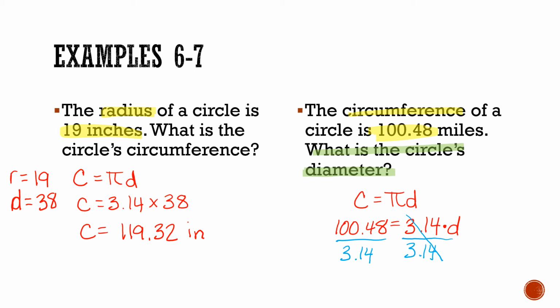So use your calculator. 100.48 divided by 3.14 gives you 32. So 32 equals, and then we've still got the D for diameter. So our diameter is 32. Now, if the question was asking us for the radius, we would only have one extra step, which would be to divide that diameter in half to find your radius.